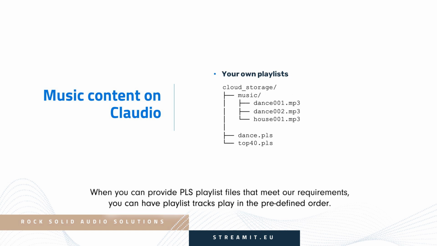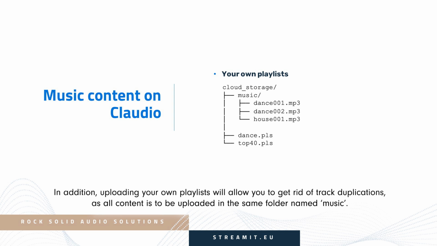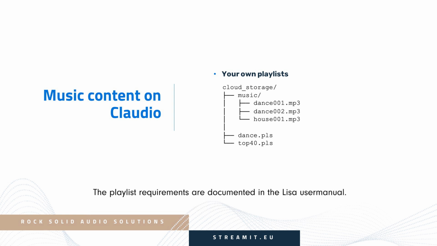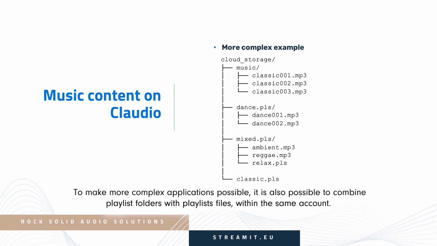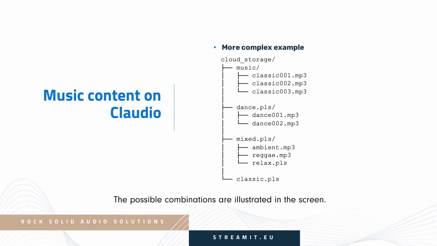When you can provide playlist files that meet our requirements, you can have playlist tracks play in the predefined order. In addition, uploading your own playlists will allow you to get rid of track duplications, as all content is to be uploaded in the same folder named Music. The playlist requirements are documented in the Lisa user manual. To make more complex applications possible, it is also possible to combine playlist folders with playlist files within the same account. The possible combinations are illustrated on the screen.